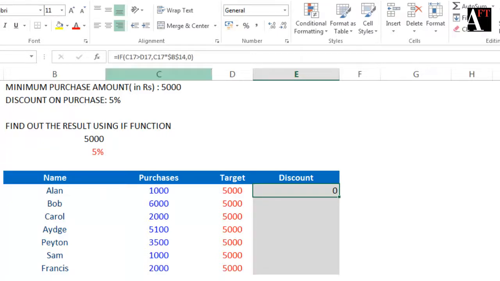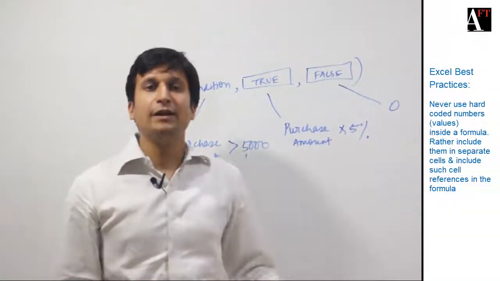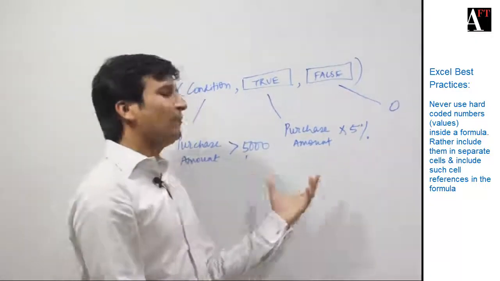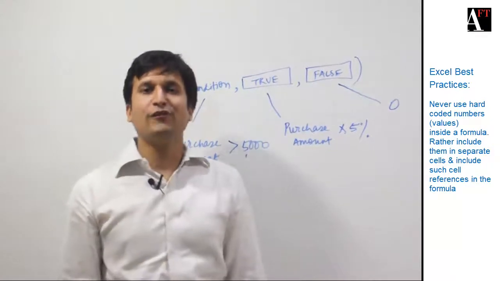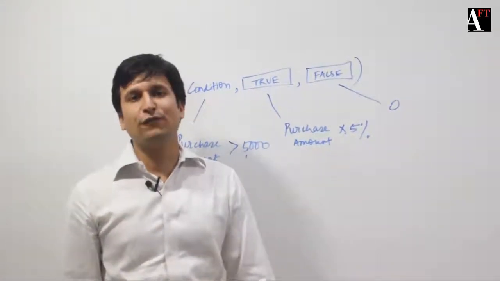Now please note, you can have separate cells for all of these. Instead of writing 5,000 manually inside the if formula, you can define the 5,000 limit in a separate cell and then link it inside the formula. Similarly, you can input the 5% discount or cashback amount in a separate cell and then link it inside the formula. It's a best practice never to include hard-coded numbers inside a formula. Instead, you should define them in separate cells and then include them in your formulas. So that is the if function for you.